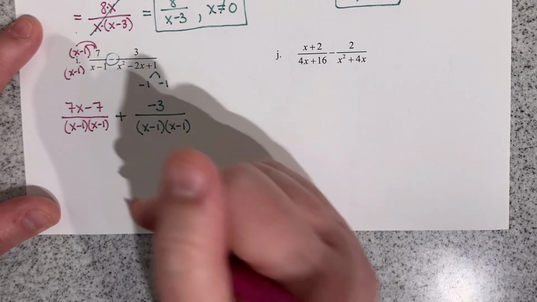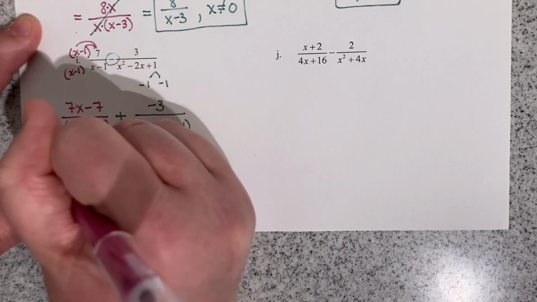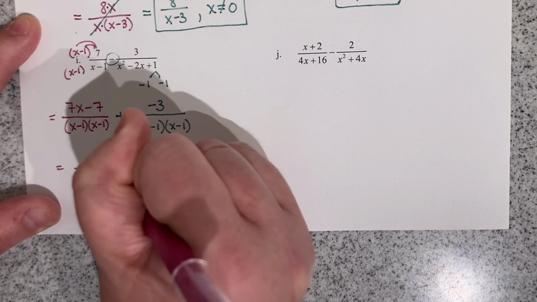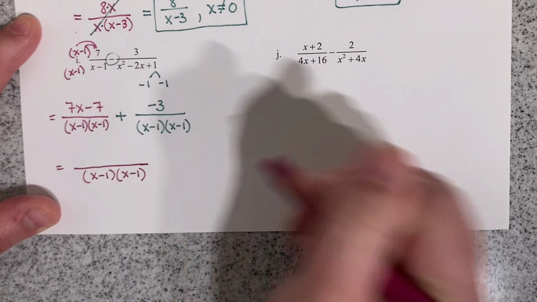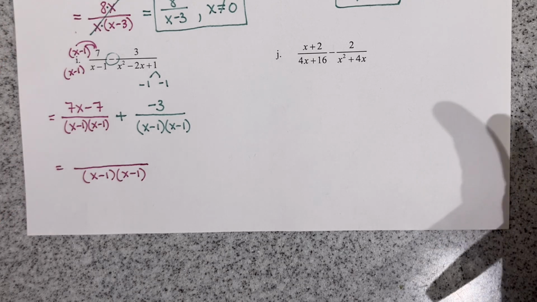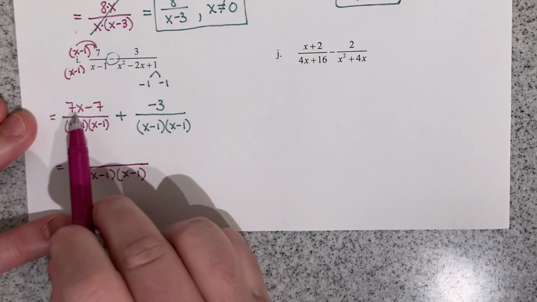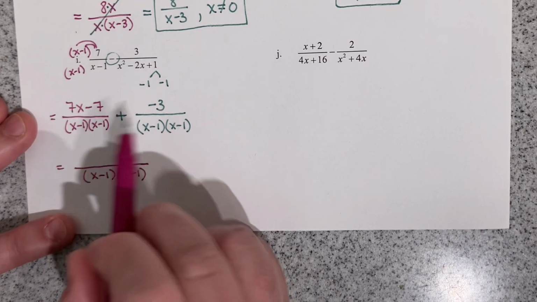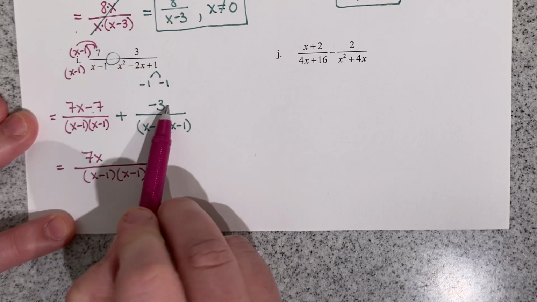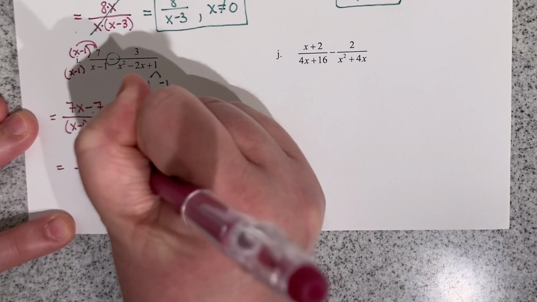So now I just add. We keep that common denominator, x minus 1 times x minus 1. And at the end, maybe I'll write it as squared, but let's first see, maybe it's going to cancel or something. So let's first simplify the top. Combining like terms, 7x is just 7x, -7 and -3 make a -10.